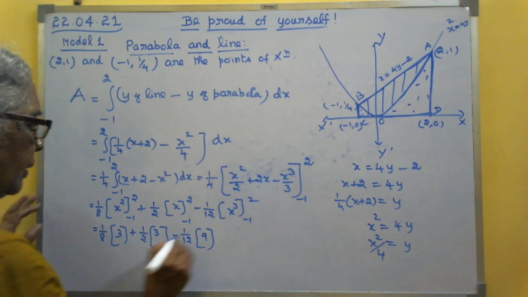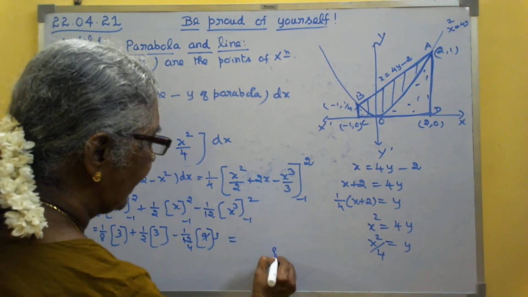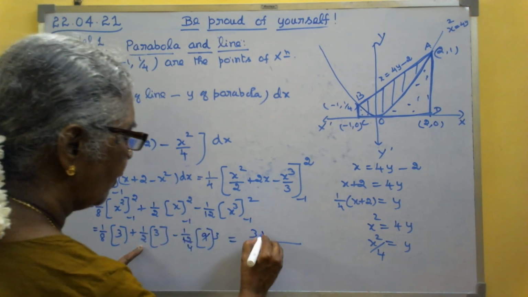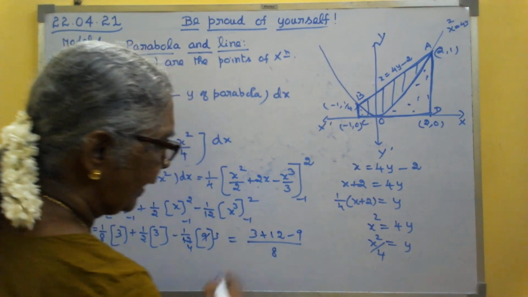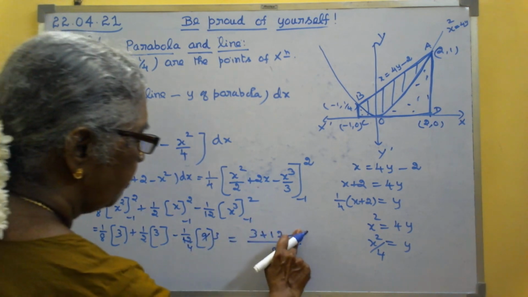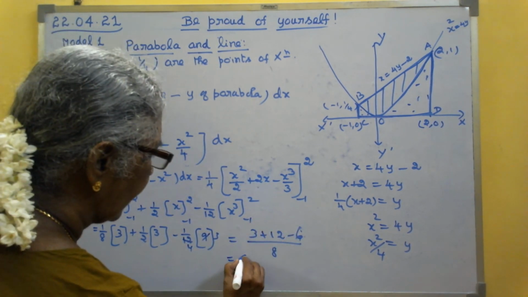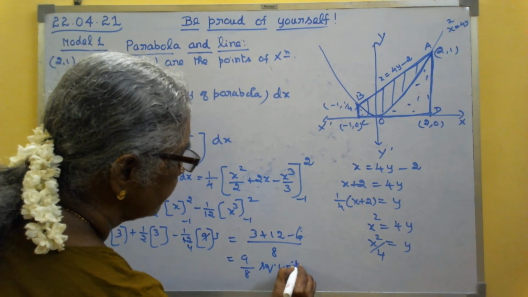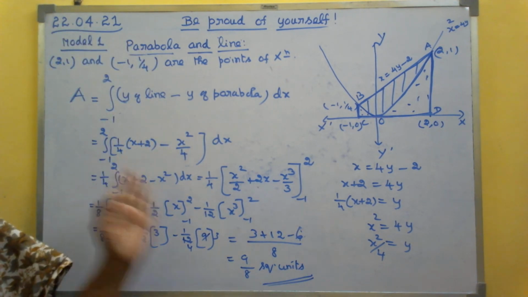So now this 9 by 12 I can write as 3 by 4. You can take 8 as the LCM. So you will get here 3. Here you will get 12. Here you will get minus 9. So you will get minus 6. So here you will get 15 minus 6. So 9. 9 by 8 square units. So this is the area. Hope you follow this sum.